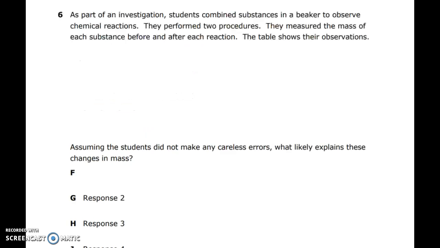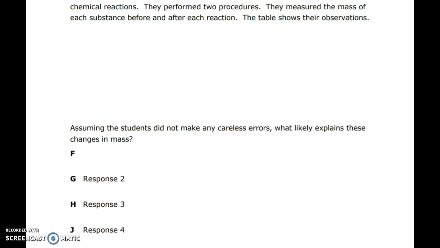Number 6. As part of an investigation, students combined substances in a beaker to observe chemical reactions. They performed two procedures. They measured the mass of each substance before and after each reaction. The table shows their observations. See the table in your test booklet. Assuming the students did not make any careless errors, what likely explains these changes in mass? See the answer choices in your test booklet.